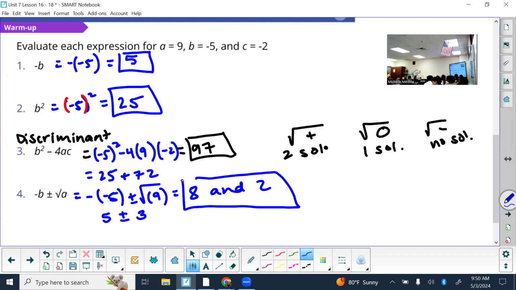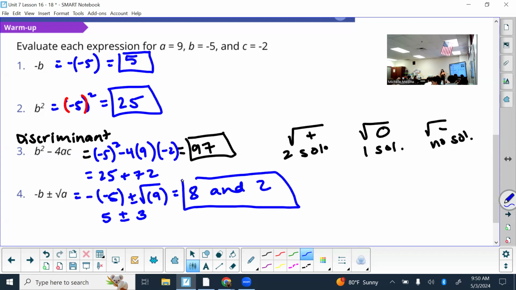If any of that math was difficult, you can use your calculator. Just remember, if there's a plus or minus, that you do the plus and the minus. Questions? Yes.